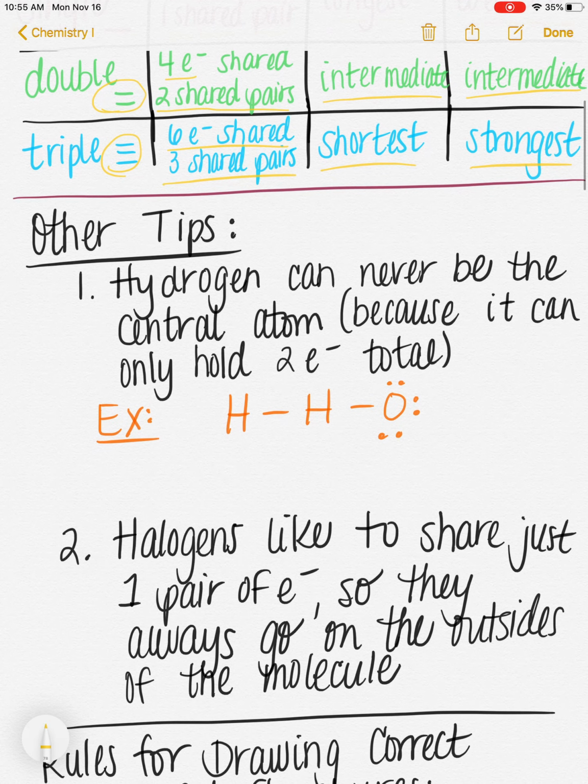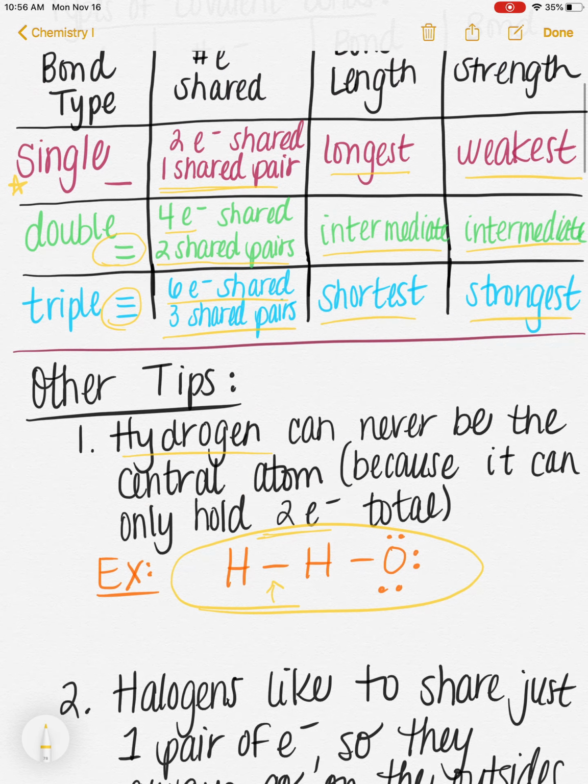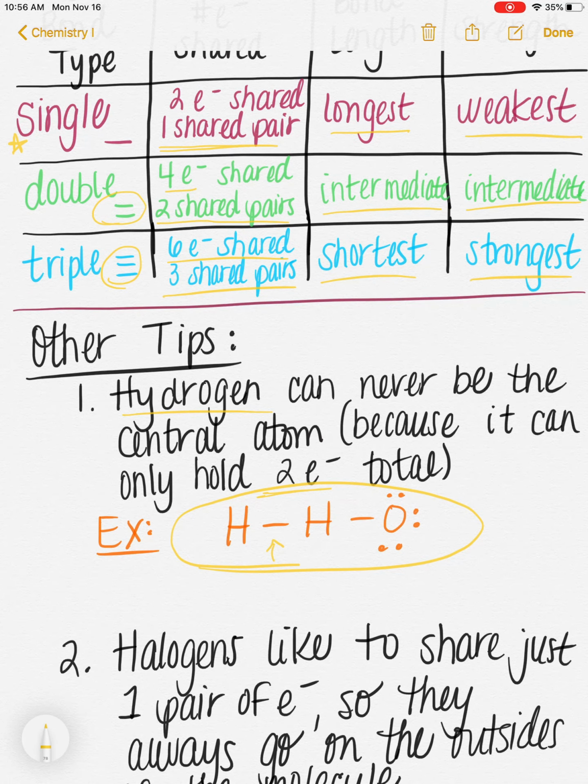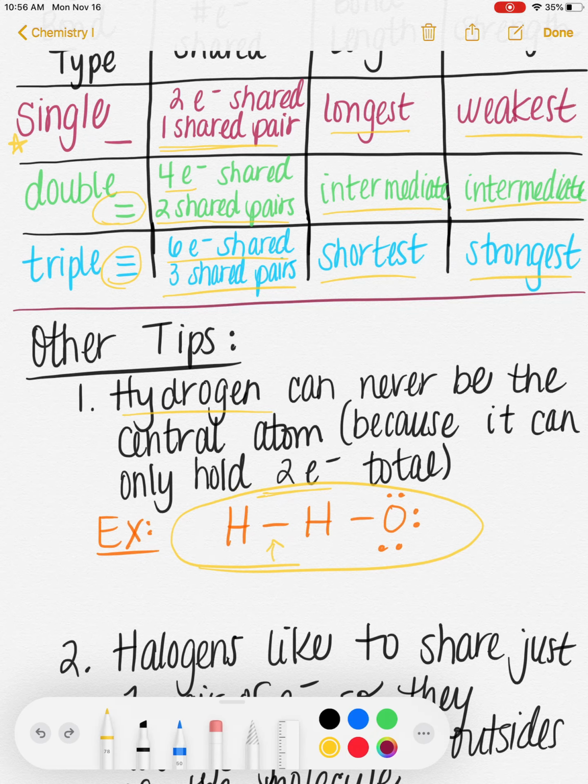Now, as we begin drawing valid Lewis structures, here are some tips that are going to be very helpful. Hydrogen can never be the central atom in a molecule because hydrogen can only hold 2 electrons total. So if we take a look at this diagram that I have drawn here, I put 1 hydrogen on the outside, and this dash right here shows me a single bond. Remember, a single bond represents 1 shared pair, or 2 electrons, according to our table. So this hydrogen has 2 electrons on it, which is good because the 2 electrons mean that it's stable.